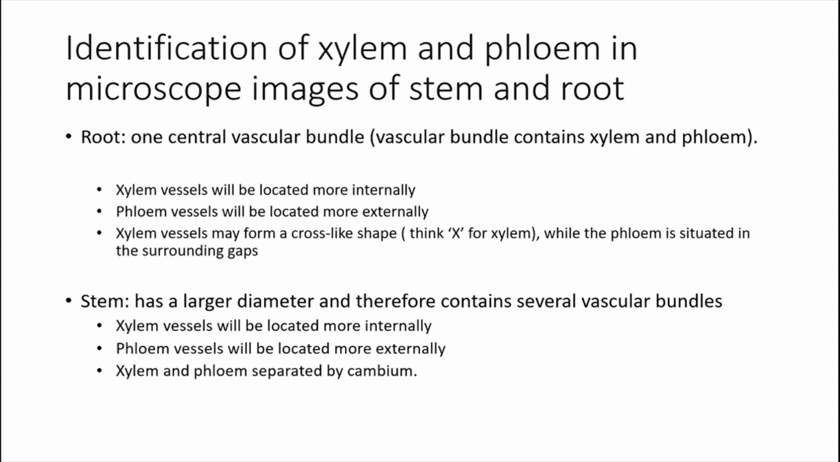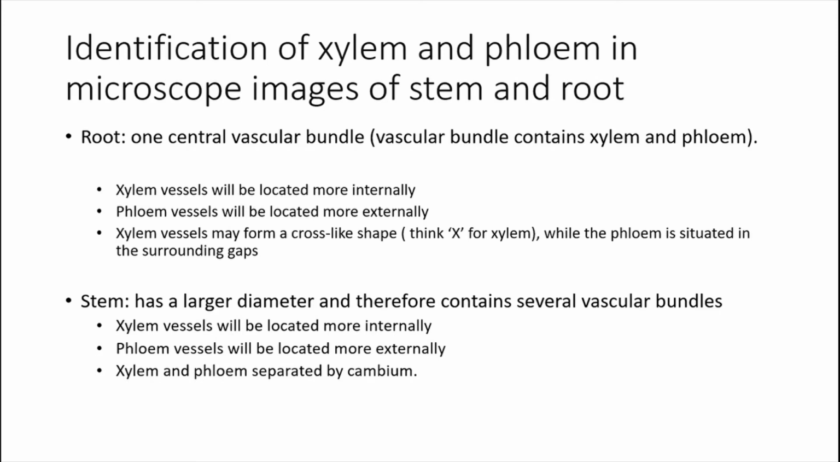When we want to distinguish between xylem vessels and phloem vessels, we need to understand that the xylem are usually located more internally, whereas the phloem vessels are located more externally, and this is true of both roots and stems. Some special notes for identifying and distinguishing xylem and phloem in the root is that in the root, the xylem vessels appear as a cross. So one way to help you remember is to think X for xylem. So where you see that sort of X shape, we know that that's made up of xylem, and the phloem are situated in the surrounding gaps.